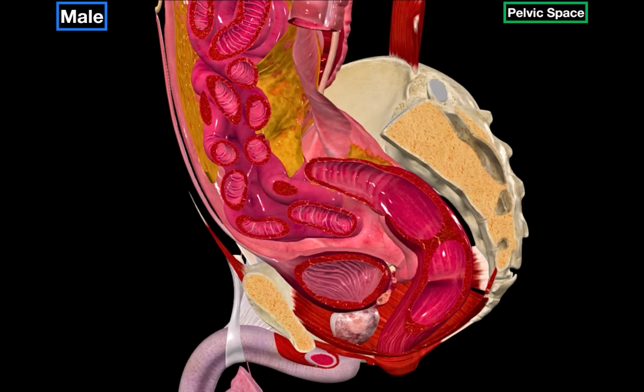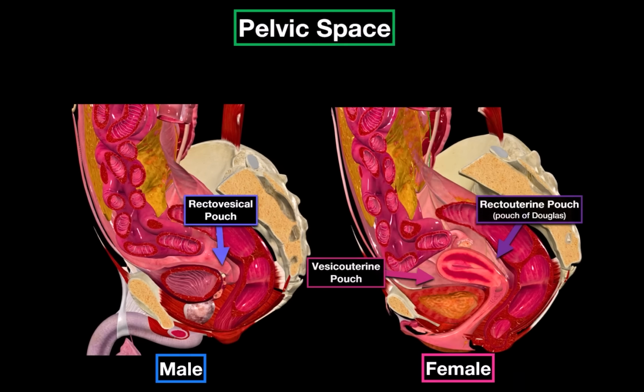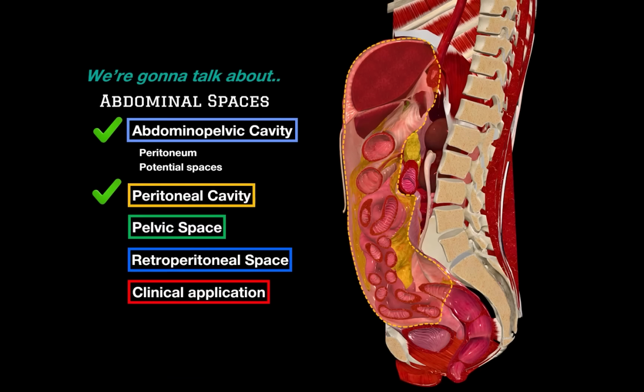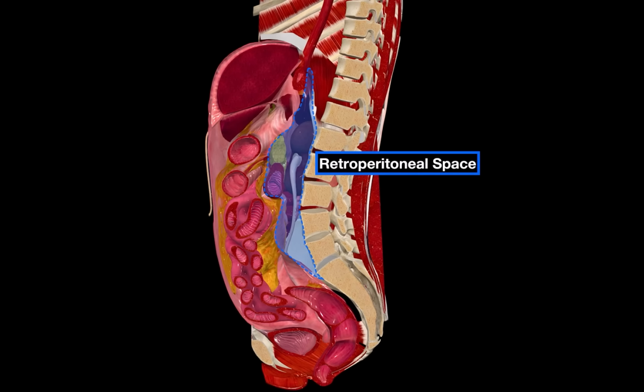In males, there is no uterus, so the peritoneum covers the bladder and then the rectum directly. This creates a single pouch called the rectovesical pouch. This is the most dependent peritoneal space in males. Both of these are the lowest points of the peritoneal cavity, and both are very important locations to check for free fluid. Now, we have covered everything inside the peritoneum. Let's now go behind it into the retroperitoneal space.